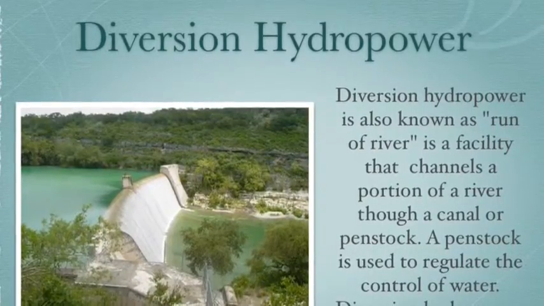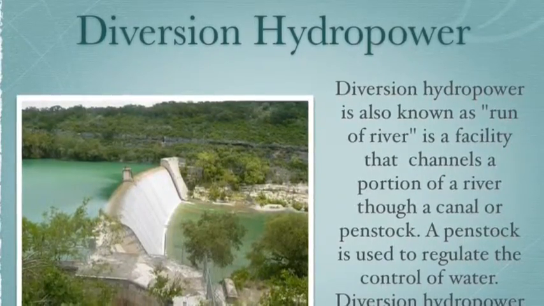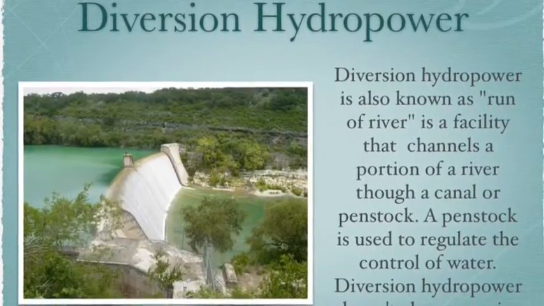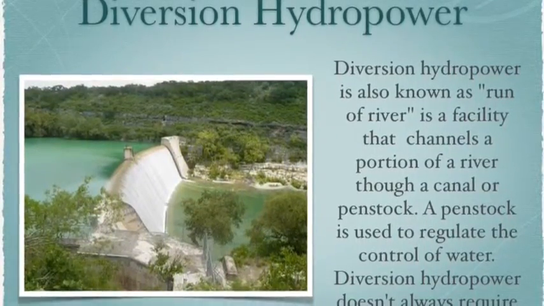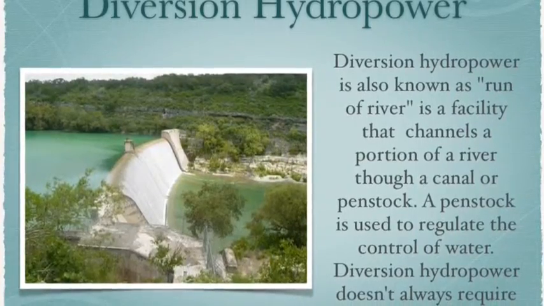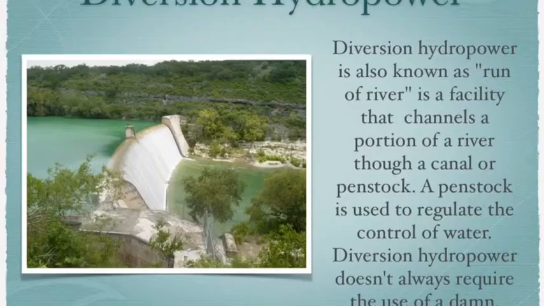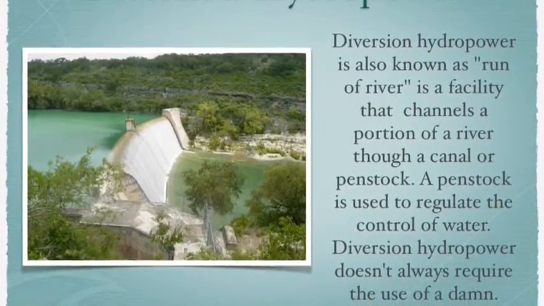Diversion hydropower. Diversion hydropower is also known as run-of-river. It is a facility that channels a portion of a river through a canal or penstock. A penstock is used to regulate the control of water. Diversion hydropower doesn't always require the use of a dam.